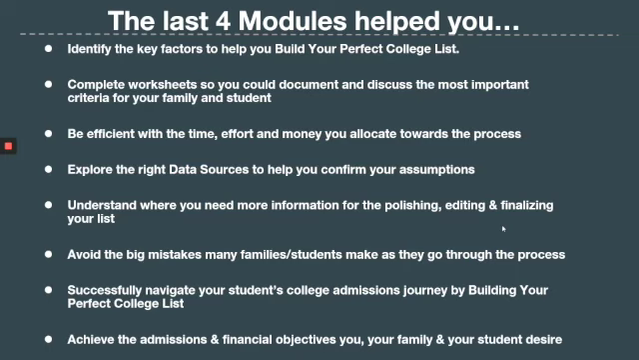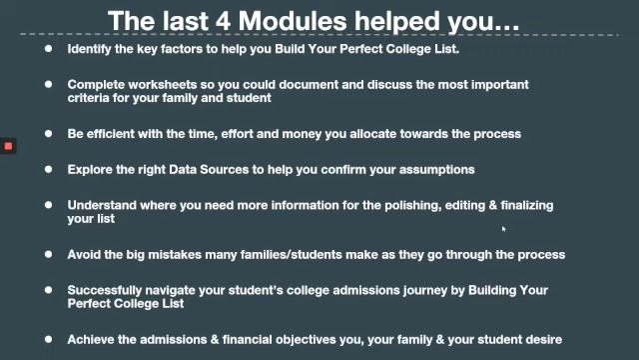So the last 4 modules helped you identify the key factors in building your perfect college list. You completed worksheets, so you could document and discuss the most important criteria with your family and students. And by the way, you should put those together in a file in a folder, in some organized way, so you can go back to them and refresh yourself on what criteria you used, as well as what additional questions and research you may need to get done.